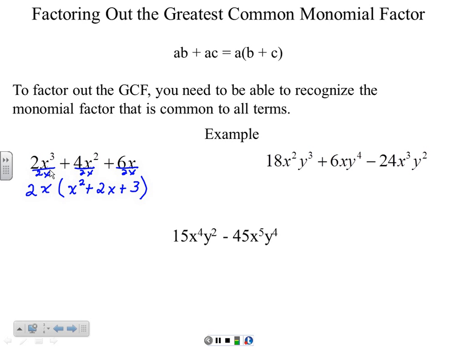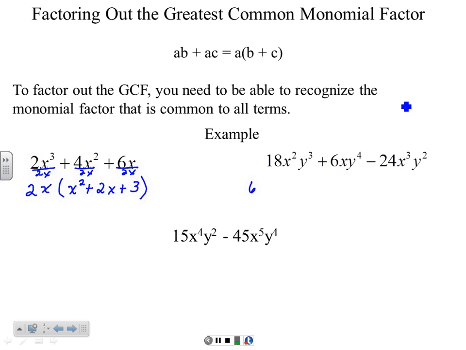This division we learned how to do earlier in chapter 3, so you should already know how to do that. Again, to factor out the greatest common factor, you're going to look to see what's in common with your coefficients and your variables. So let's look at this one. Between 18, 6, and 24, I know that I can factor out a 6.